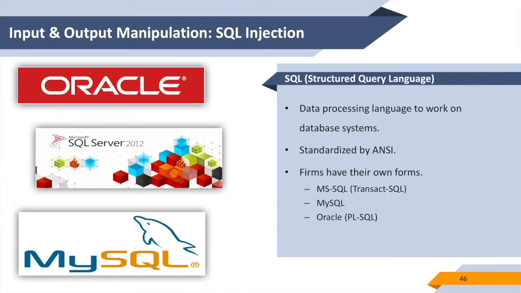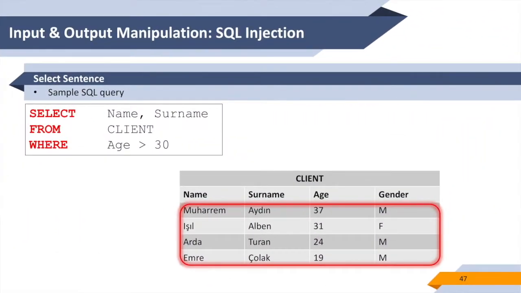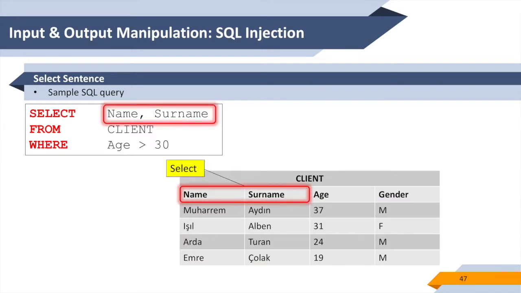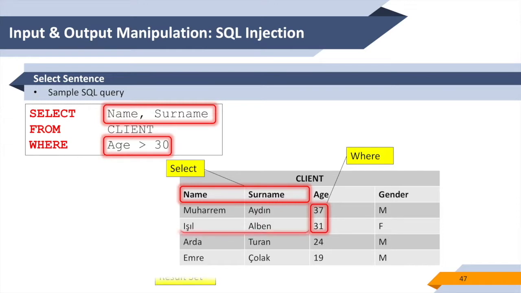To understand SQL injection, we should know basic terms of the database systems first. In the select sentence, we want name and surname fields of the client table records, where the value of the age field of the records is greater than 30. So the result of this select sentence will be the name and surname values of these two records.